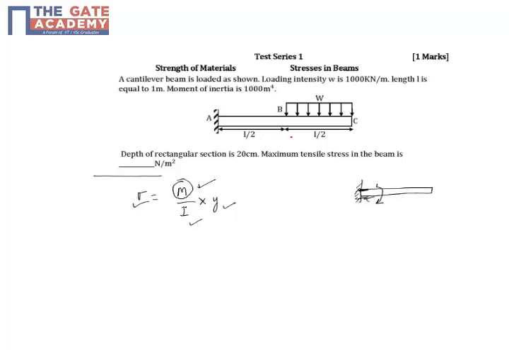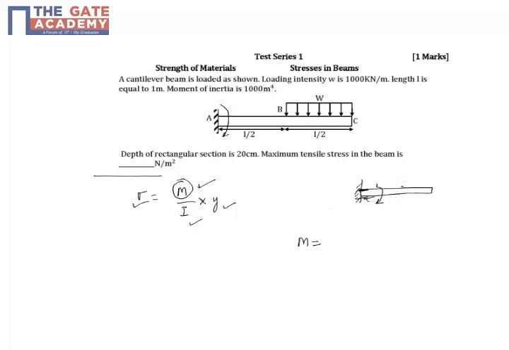Now in this cantilever beam, when you have a loading like this, and if you go from right towards left, the maximum bending moment will be occurring at the fixed end. So let's first find out the bending moment because of this loading.